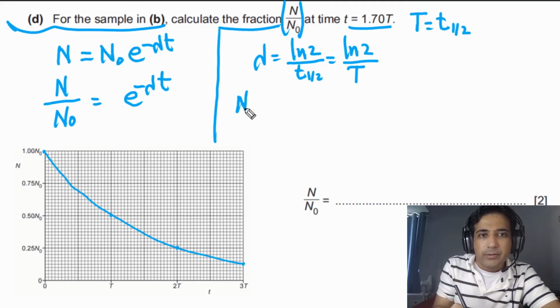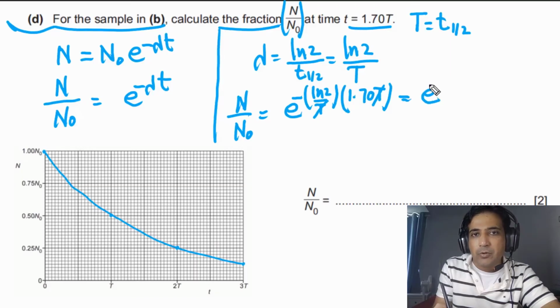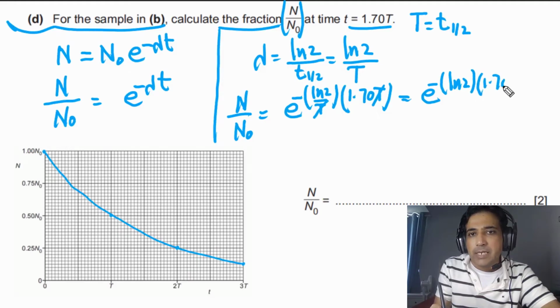So we can rewrite this: n over n naught is equal to e to the power of negative lambda. We can replace lambda with ln 2 divided by capital T, 1 half-life. And we need to multiply this with the given time, that is 1.70 times T. In this case, we can cancel this T with this T. So we are simply left with e to the power of negative ln 2 multiplied by 1.70. Then if we simplify, we can get the answer.